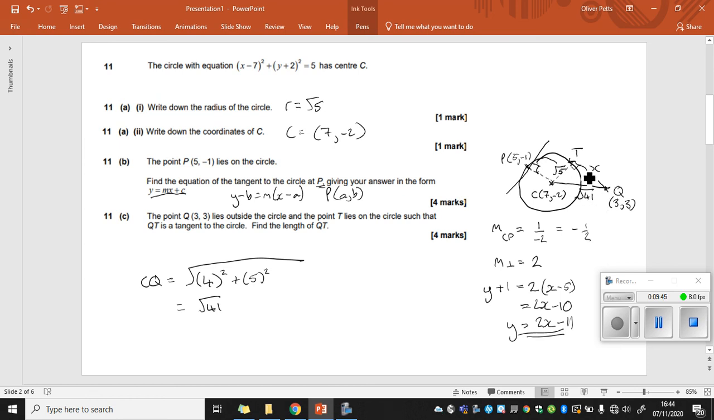So now I'm going to use Pythagoras again, but this time it's to find the value of x. So I'm going to have x squared plus √5 squared is equal to √41 squared. So x squared plus 5 is equal to 41. So x squared will equal 36. So x will equal 6. And that is the length of the line segment QT.